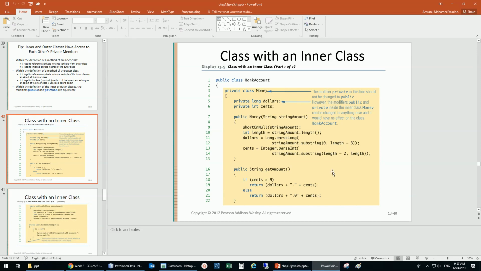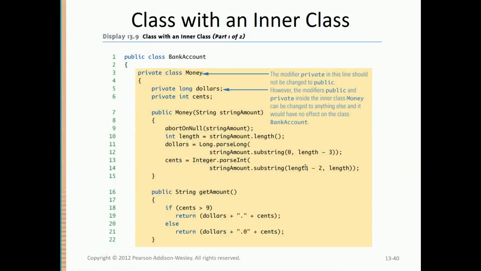Now let's have a look. This example just has a class called bank account, and inside that I have something called money, and that money has dollars and cents. It's like riyals and halalas for us. And then I have the constructor which gives you an amount in text.